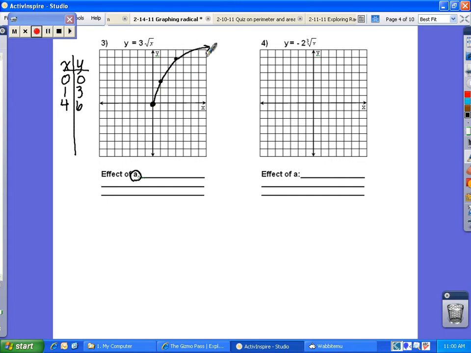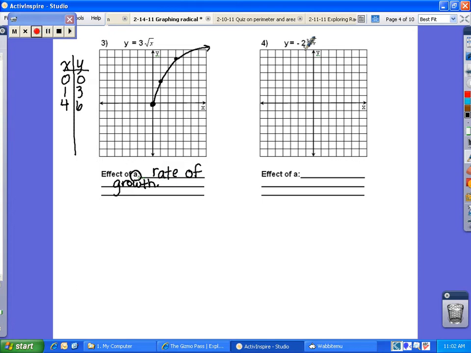It's going to keep increasing as well. So it appears the effect of A is having an effect on the rate of growth. It's the rate of growth. So the effect of A here will also have that effect on A, which is the rate of growth.